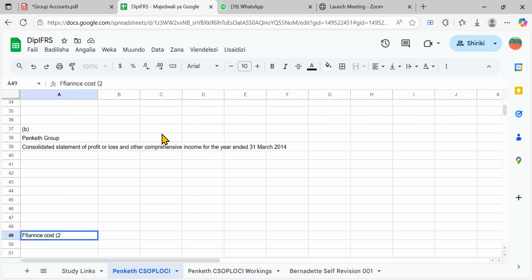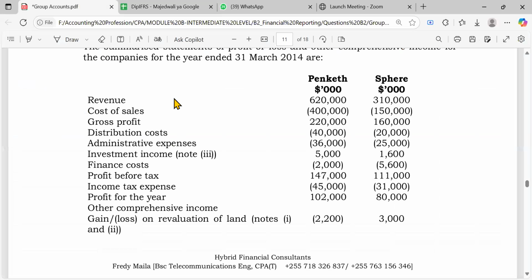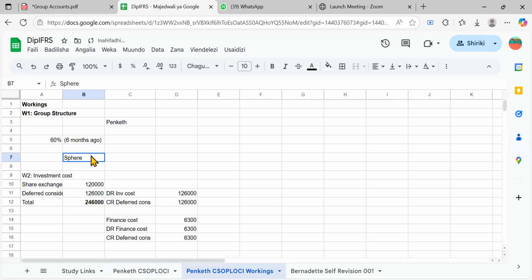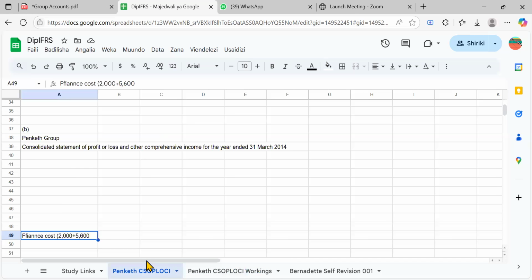So the parent is how much? 2,000. But the subsidiary is 5,600. But remember, like I told you, you acquired the subsidiary 6 months before the year end. So you only stayed with the subsidiary for 6 months. So if that is the case, you would have to apportion this 5,600. You'd have to multiply by 6 over 12. So it's very important always to start with this group structure.